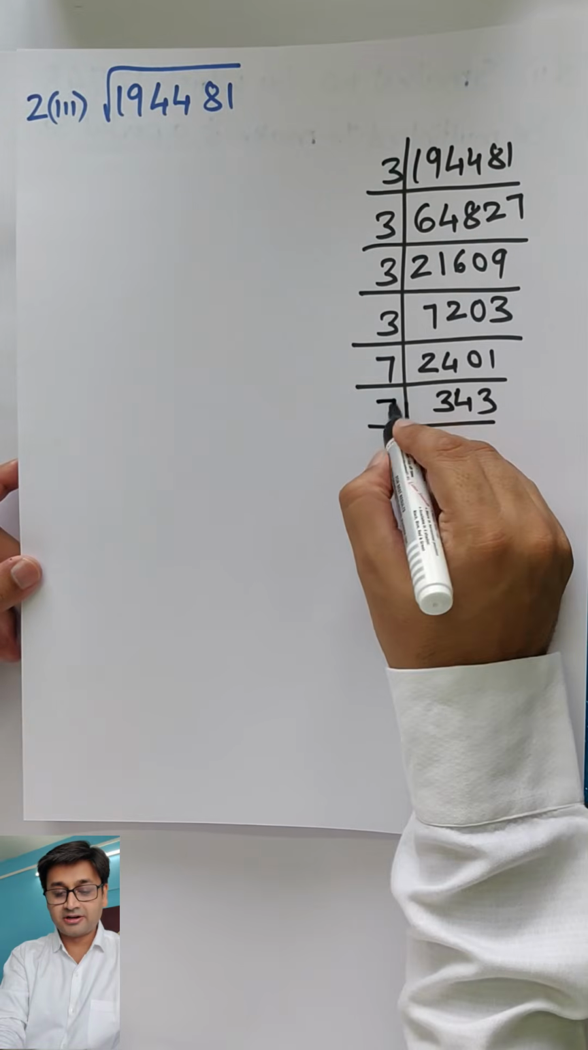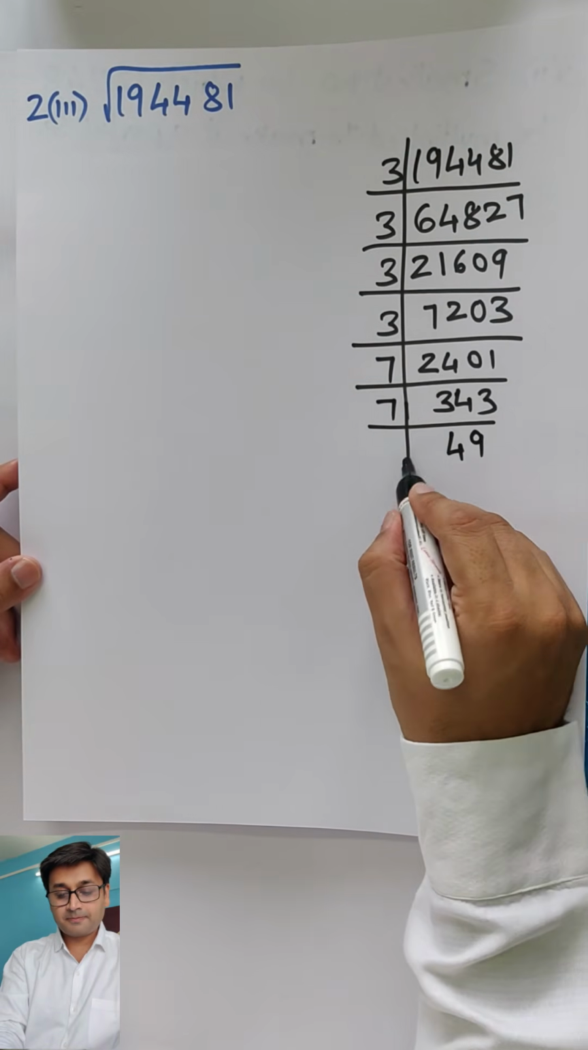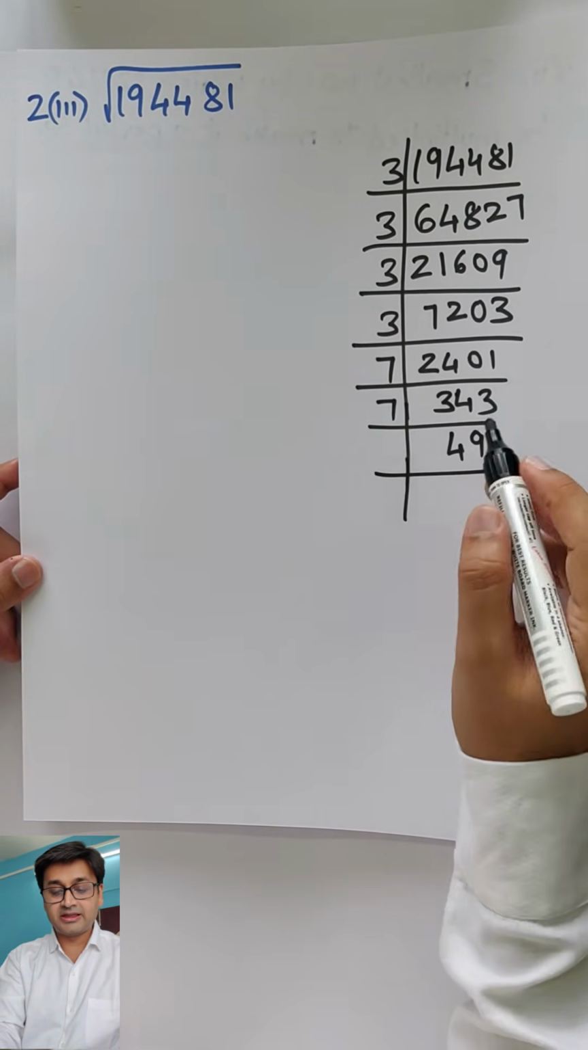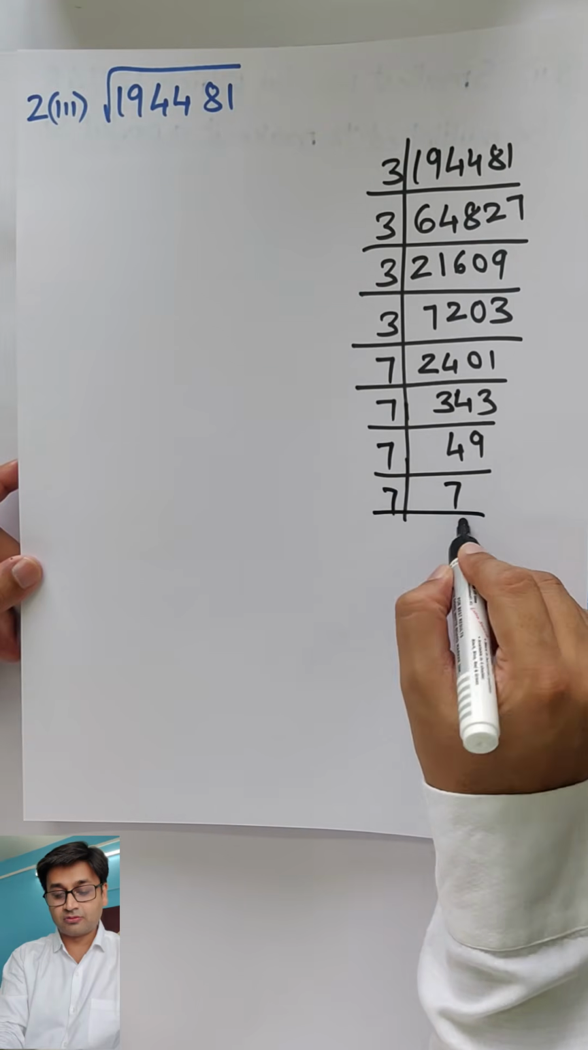Sorry, come on, hit it. So 49, yeah, 7 4s are 28, and then 9 times, 7 7s are 49, and 7 1s are 7.